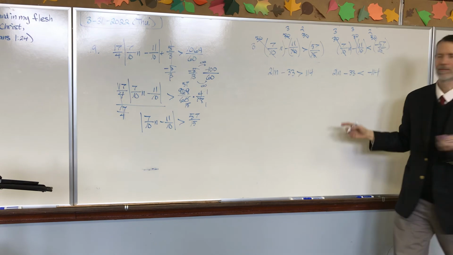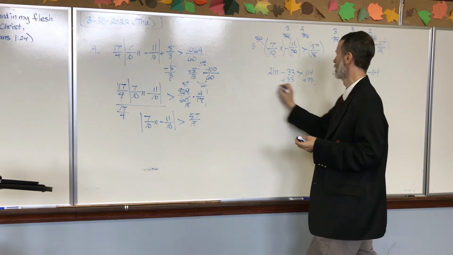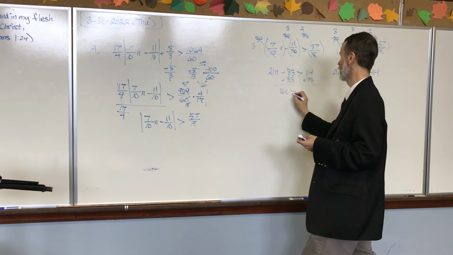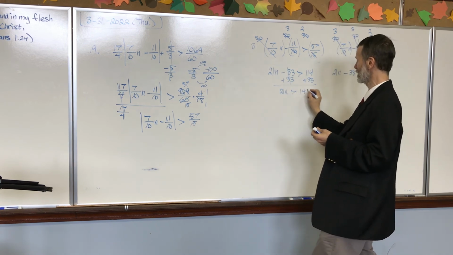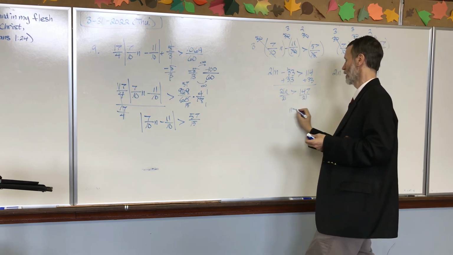Now solve. I'm going to do this real fast. Add 33. Does that flip the sign? No. So 21n is greater than 147. That goes in perfectly, 7 times. n is greater than 7.